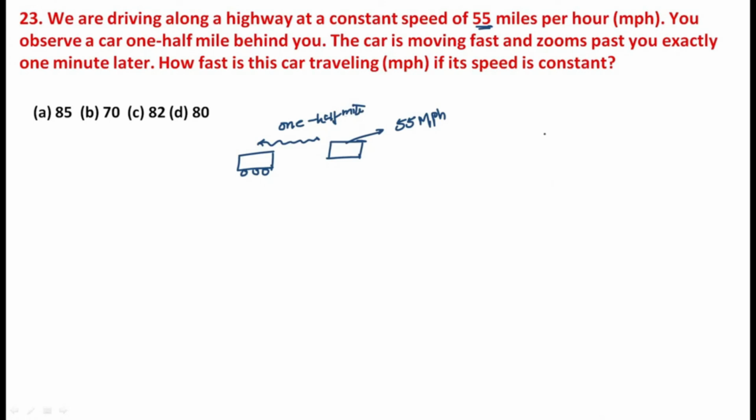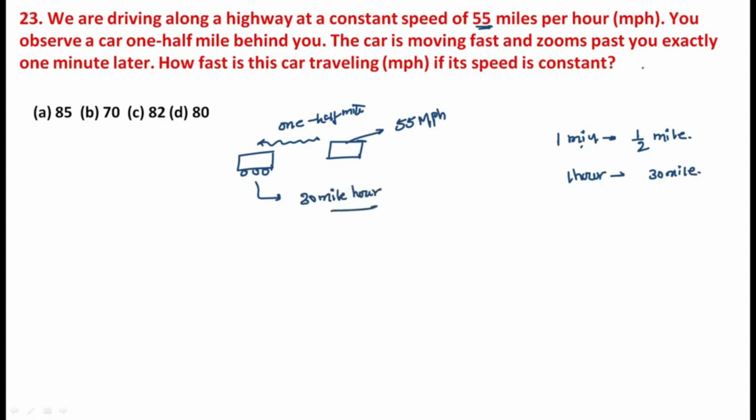So for 1 minute, they completed how much, guys? One-half of a mile. Covering half a mile in 1 minute means that in 1 hour they cover 30 miles. Now you can get that the speed of this car is equal to 30 miles per hour.